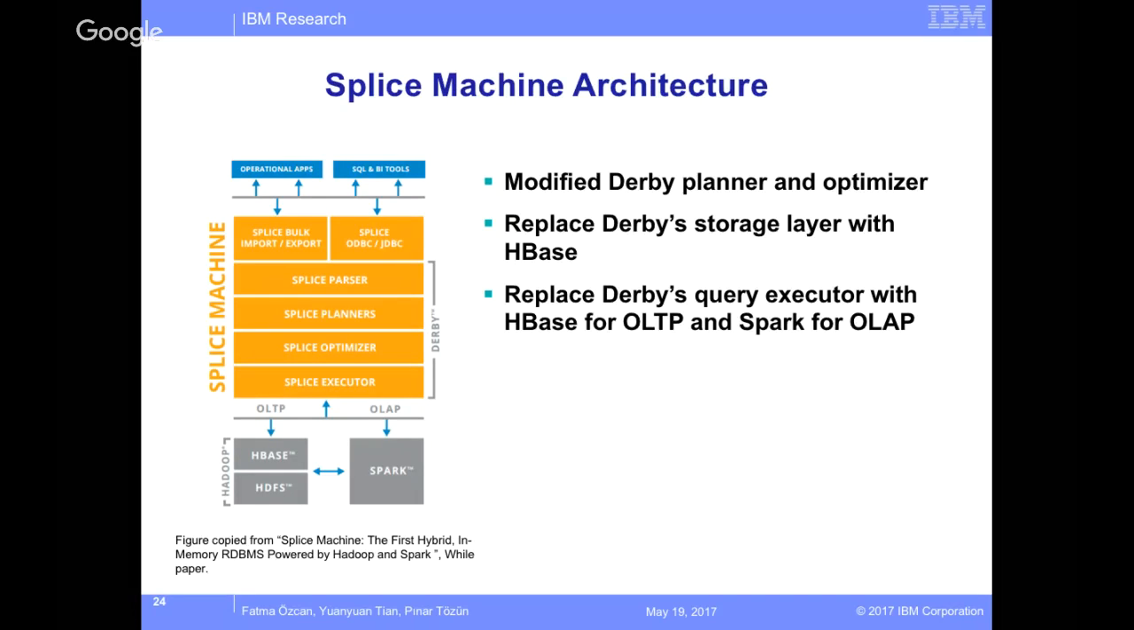What they do is keep the parser of Derby, but modify Derby's planner and optimizer so that they can generate plans that run on HBase and Spark, and then replace Derby's storage layer with HBase, and also replace Derby's query executor so that, based on the kind of workload, you either go to HBase for OLTP or you go to Spark for OLAP.